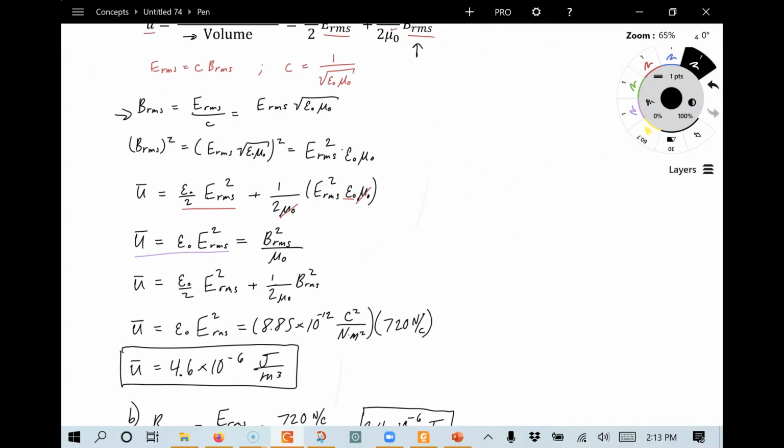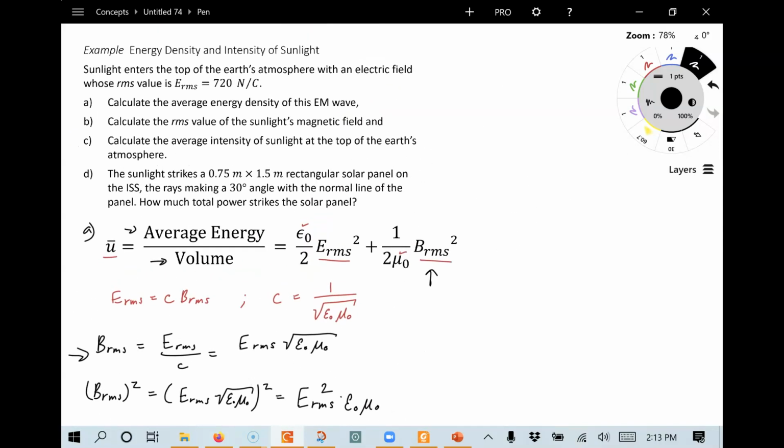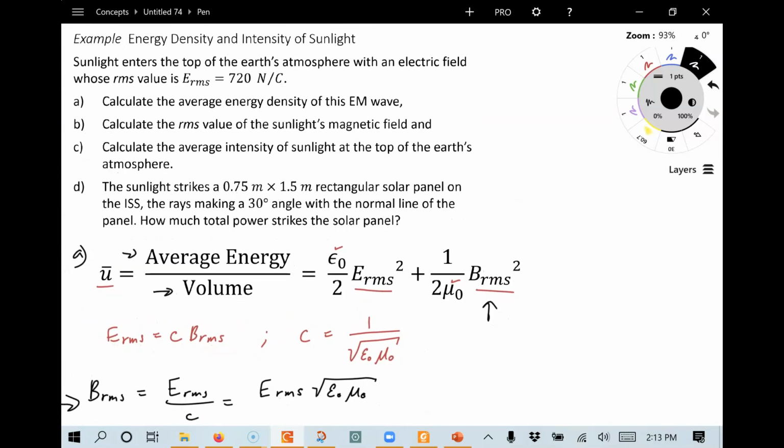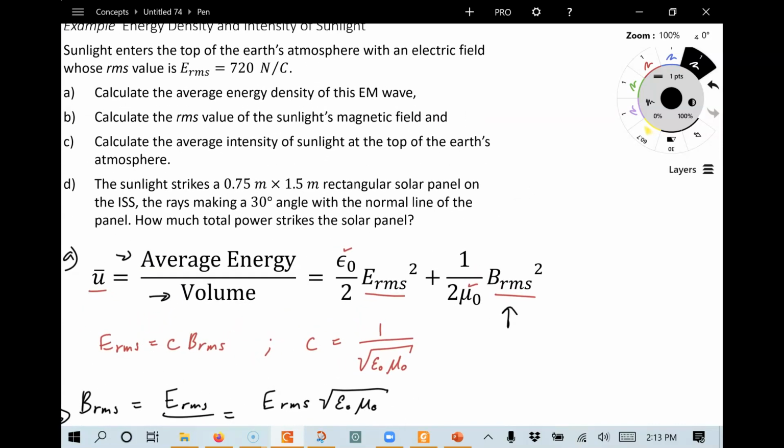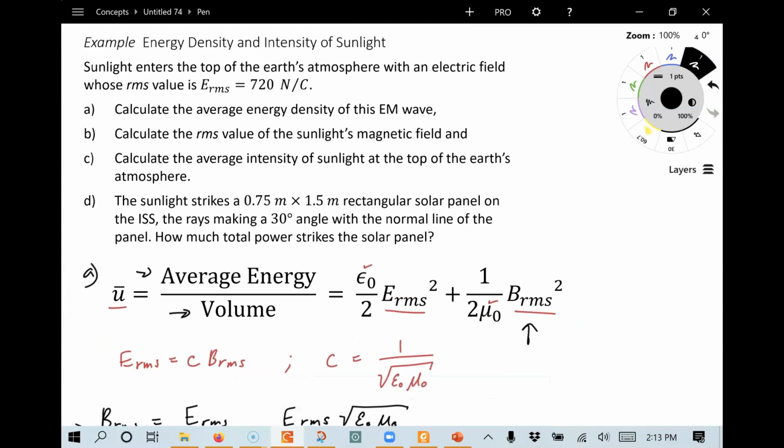All right, let's look at the very last part here. So part D. The sunlight strikes a 0.75 meter by 1.5 meter rectangular solar panel on the ISS, the International Space Shuttle. The rays making a 30-degree angle with the normal line of the panel. How much total power strikes the solar panel?